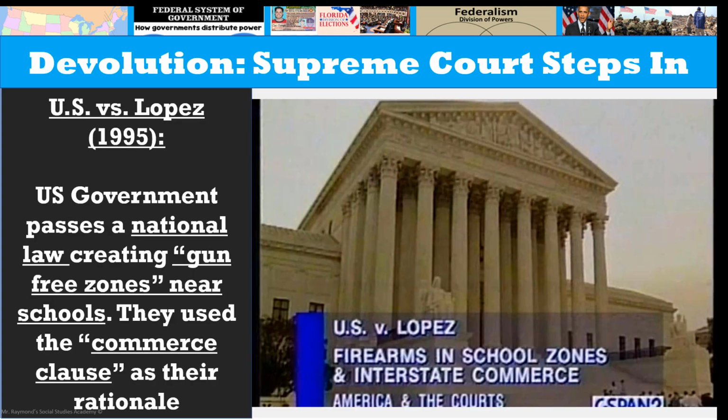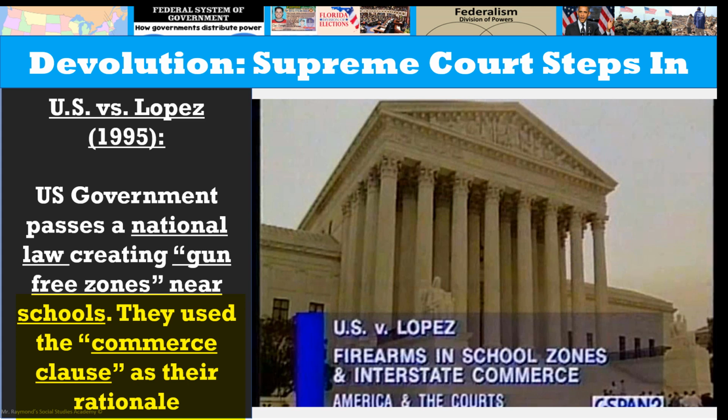Even the U.S. Supreme Court stepped in when Congress passed a law creating gun-free zones near schools, leading to another required must-know Supreme Court case, U.S. versus Lopez. As public safety has traditionally been a state responsibility, the court wanted to know what rationale the feds have to pass such a law.